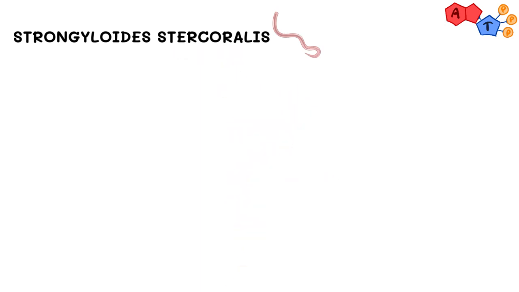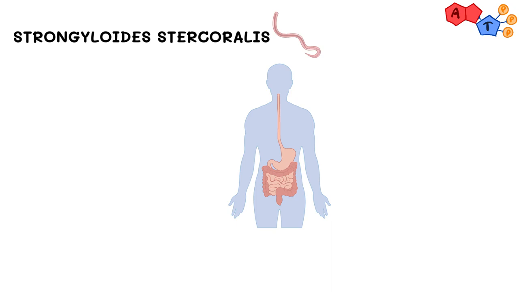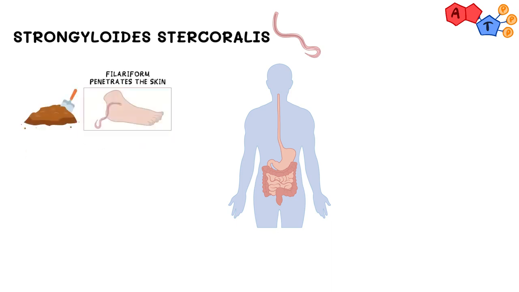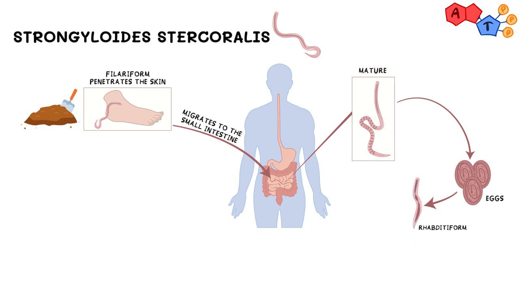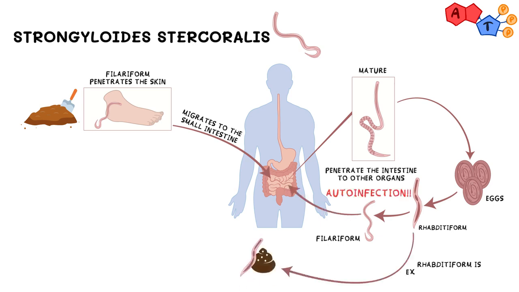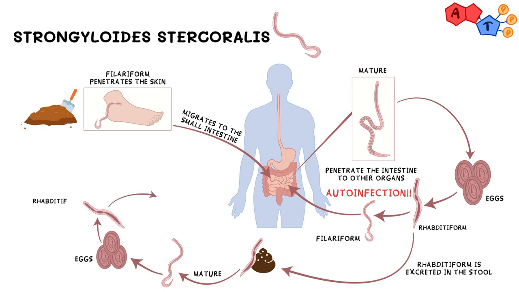For its life cycle, similarly to hookworms, it starts from the soil, where filariform larvae penetrate the skin, and then migrate to the small intestine, where they mature. The adult worm produces eggs that develop into the next stage, which is the rhabditoform. These can either develop into filariform larvae and reinfect humans, or get excreted into the stool to form either adults and eggs or mature into filariform larvae, and the cycle continues.